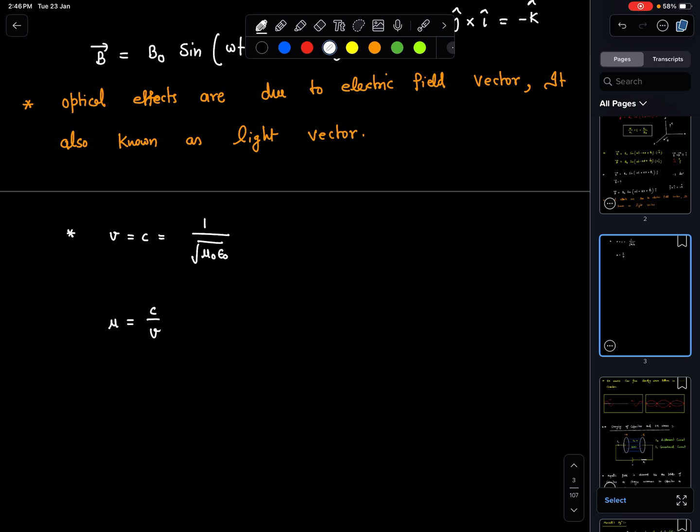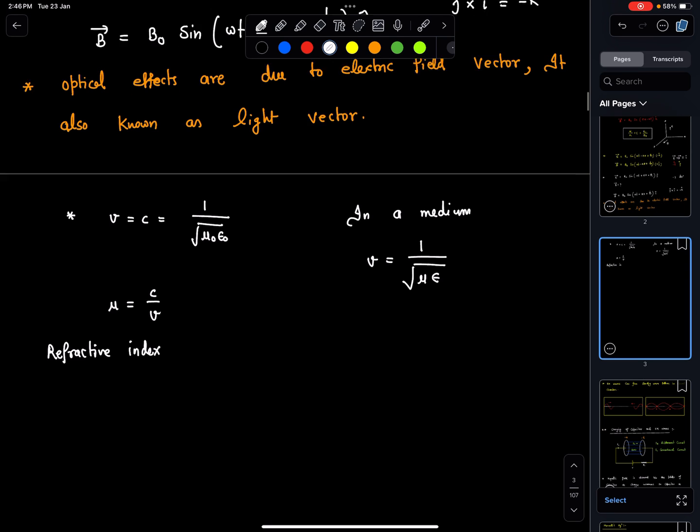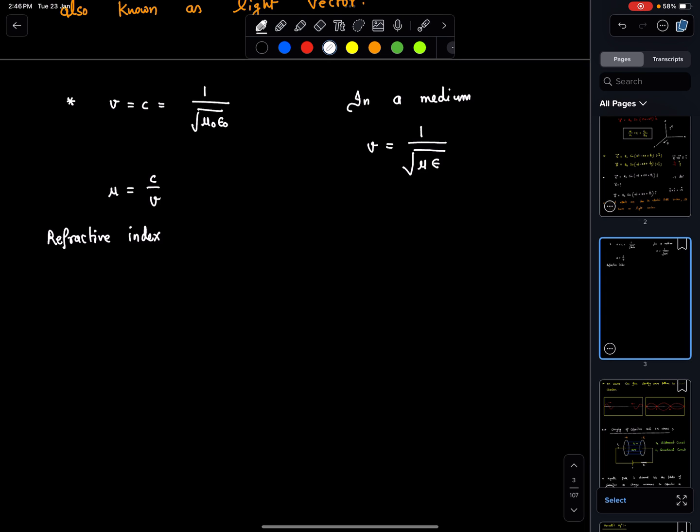Normally people will forget. And in a medium, the same way I can write this speed as 1 by under root of mu epsilon, with relative permeability and relative permittivity. Like this I can write, and from here I can relate these results. This is, by the way, the refractive index. It's very likely that one of these questions you will find in the paper.